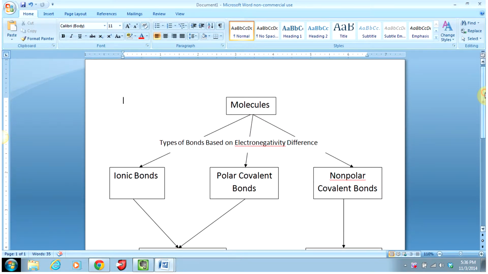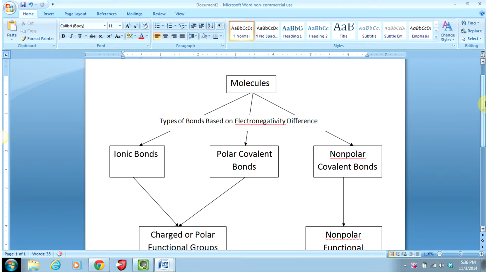Today we're going to be talking about functional groups and the properties that they give molecules of which they're a part. So first we're going to take a look at molecules themselves and the bonds that exist within those molecules. Now, the electronegativities of two atoms that participate in a bond determine the type of bond that will form between them. There are three possible bonds that we're going to talk about today: ionic bonds, polar covalent bonds, and nonpolar covalent bonds.